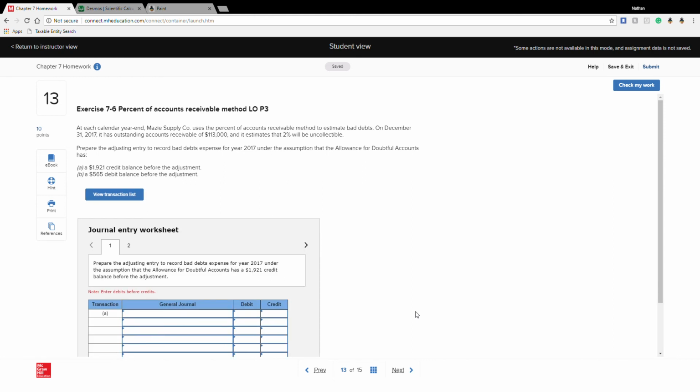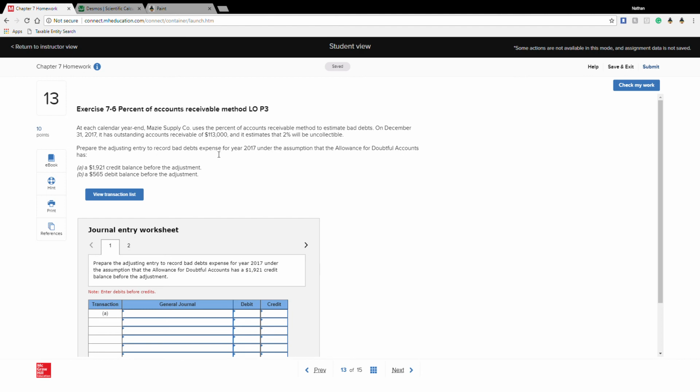Question 13. Alright, so this one brings in percent of accounts receivable. So since this is percent of accounts receivable, we're going to have an adjustment. Anytime it deals with accounts receivable, it's an adjustment to allowance for doubtful accounts. So let's see what happens here.